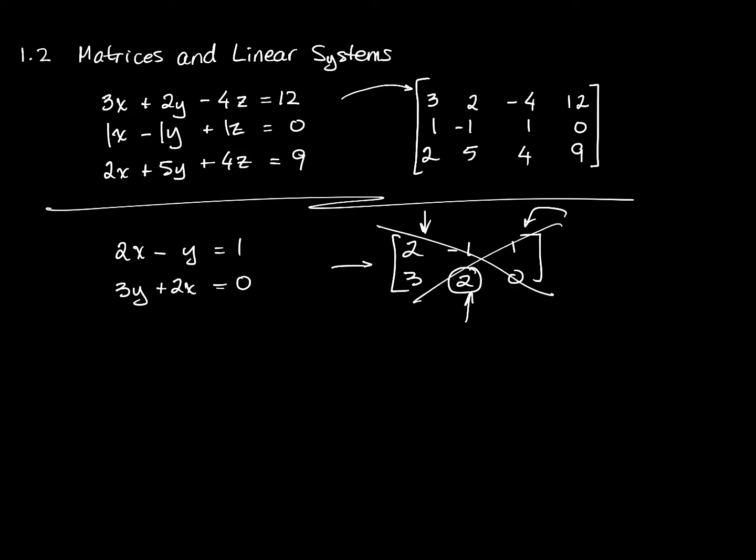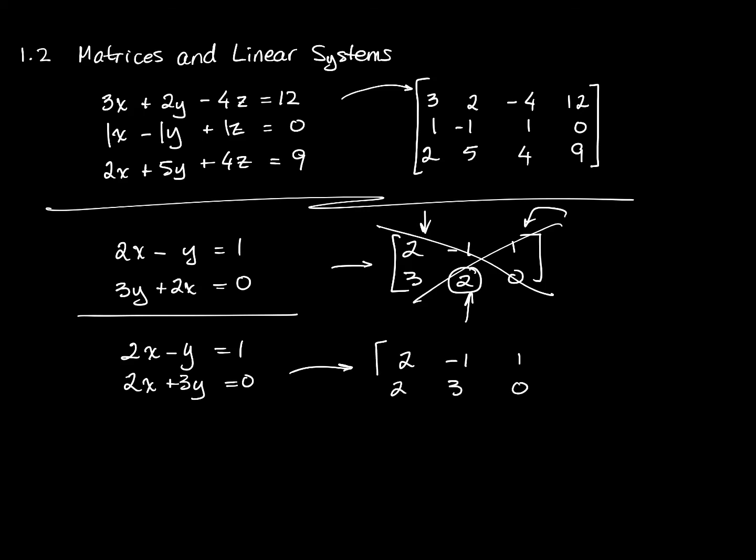So what I really should do is rewrite this system first: 2x minus y equals 1, and then 2x plus 3y equals 0. Then I can transform it into a matrix: 2, -1, 1, and 2, 3, 0. Now it's correctly transformed into a matrix. It's an augmented matrix because we have a constant term, so I could put a line down the middle here. Sometimes instead of a line, you see a dotted line. It depends on the textbook and on who's writing the problem. But that is the primary way in which we're going to be using matrices.